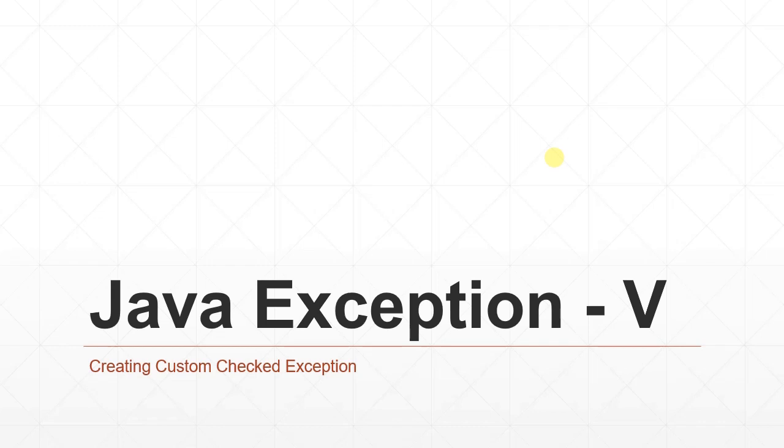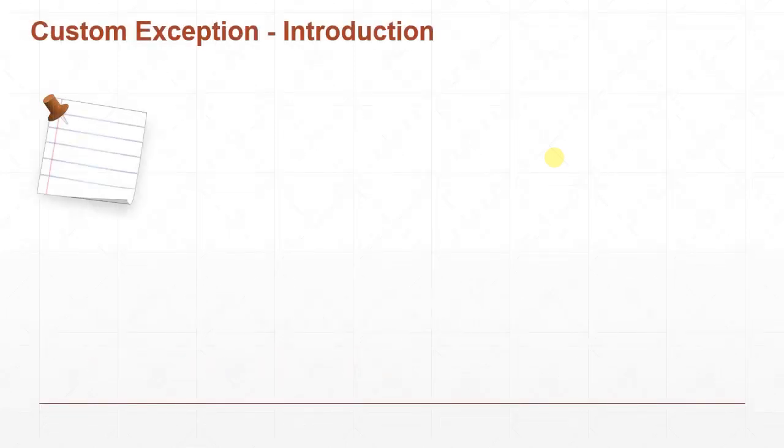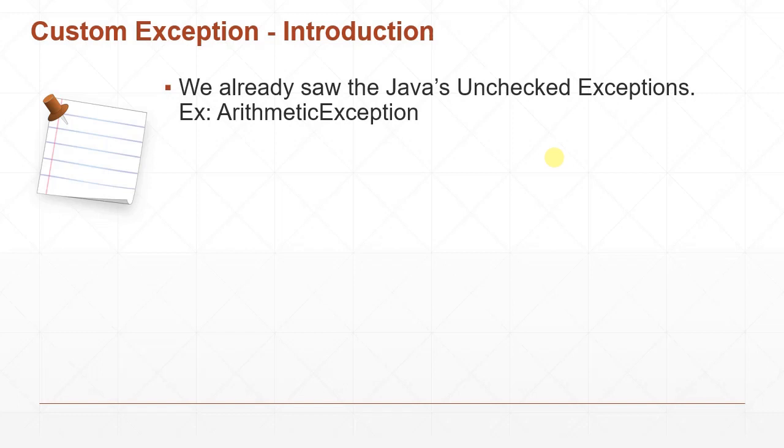Hello friends, in this video we are going to create our own custom exception, and the exception falls under checked exception. We already saw Java's unchecked exceptions. In the previous demos we looked at arithmetic exception, array index out of bound exception, and string index out of bound exception. So those are all kind of unchecked exceptions.